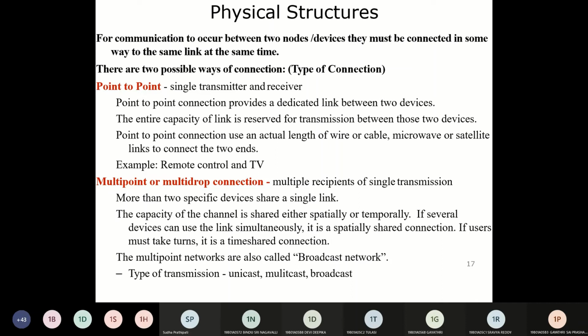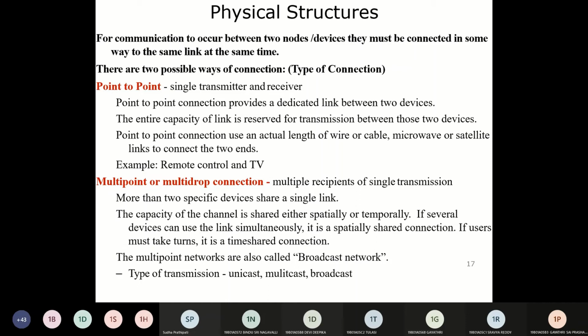One is point-to-point connection and the other one is multi-drop connection. You can see that examples of multi-point connections are the broadcast networks. The type of transmission can be unicast, multicast or broadcast. Unicast means that it is one-to-one, multicast is from many to many, and broadcast is one to many. Okay, so you know this. All these types of connections again come under multi-point. Point-to-point is the dedicated link between the two devices, and the link is used only for that. But in multi-point, the link can be used by many devices.